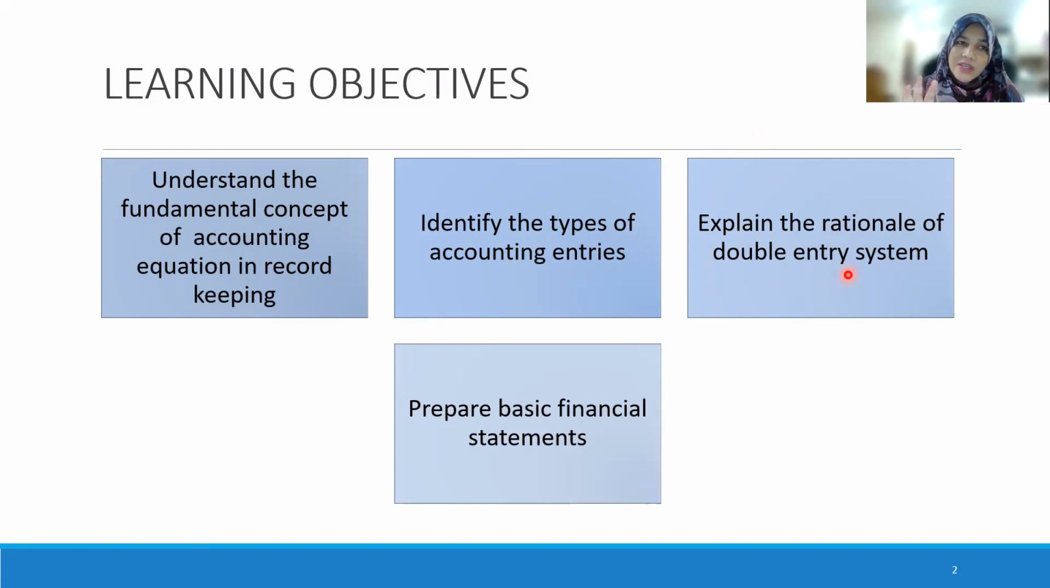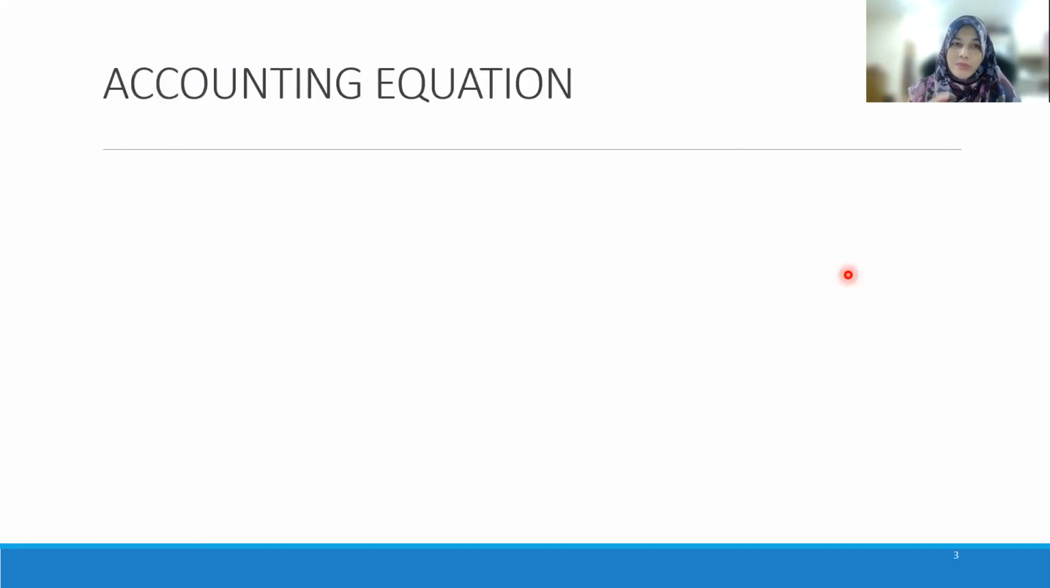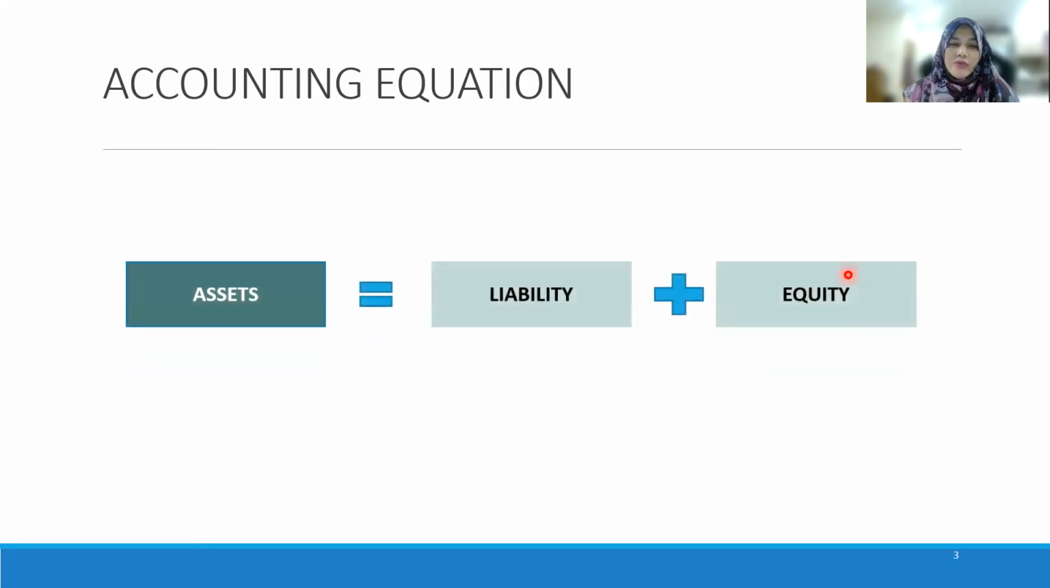Just now I mentioned, for example, the shareholder puts in capital, and then you use the capital to buy things, and every transaction has to be recorded on both sides, debit and credit. Again, about the accounting equation: asset will always equal liability plus equity.